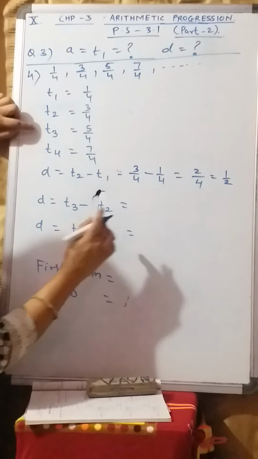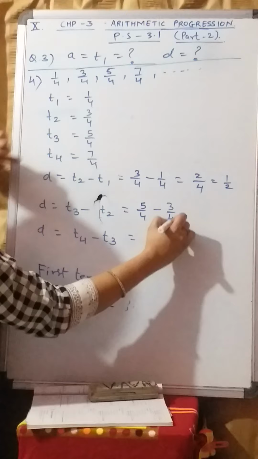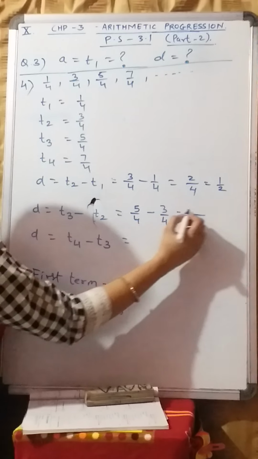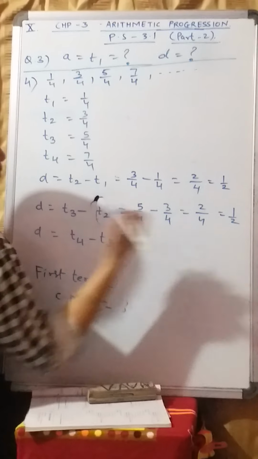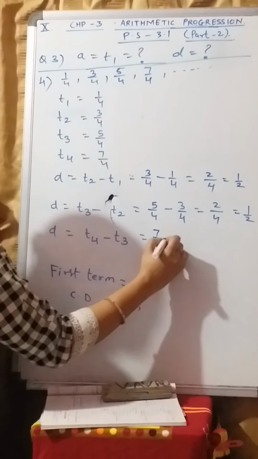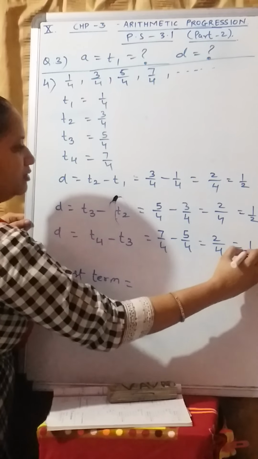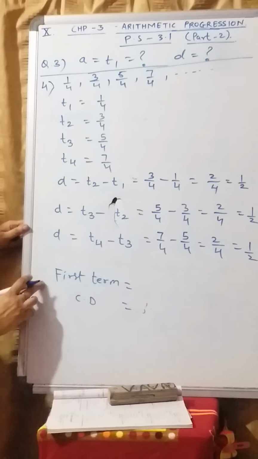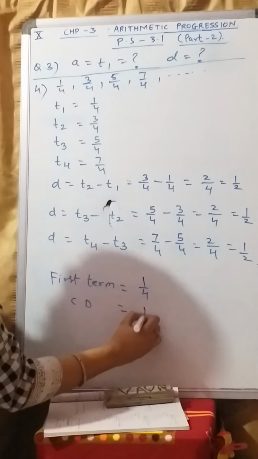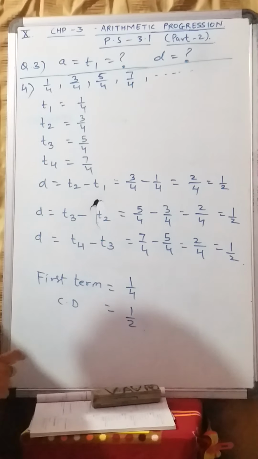Then T3 minus T2, 5 upon 4 minus 3 upon 4. The denominator is the same, 5 minus 3 is 2, again 1 upon 2. Then T4 minus T3, that is 7 upon 4 minus 5 upon 4, 2 upon 4, and again 1 upon 2. Very simple. So the first term is 1 upon 4 and the common difference is 1 upon 2. This is very easy. You will get it for 2 marks.